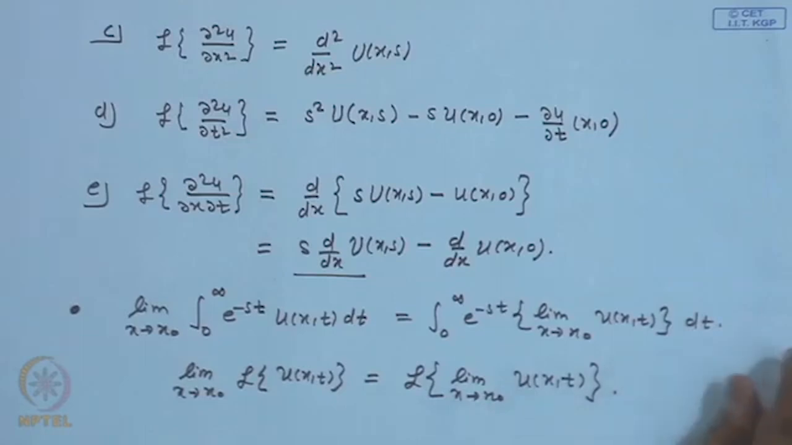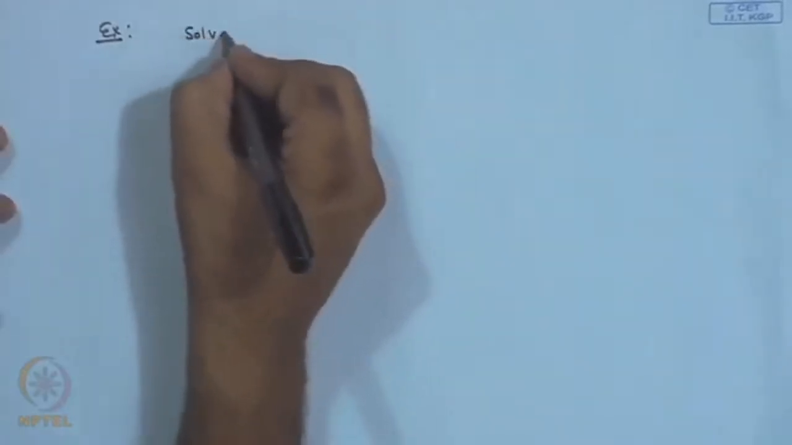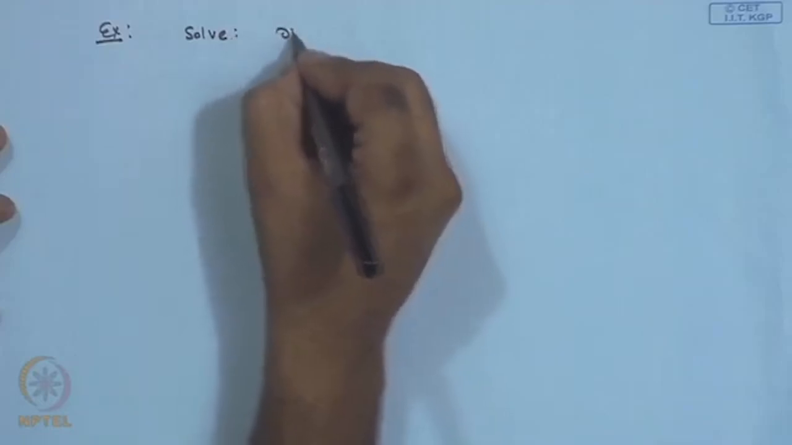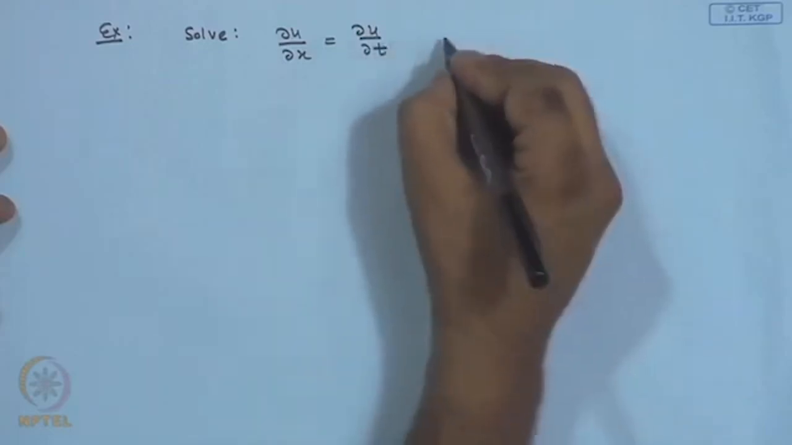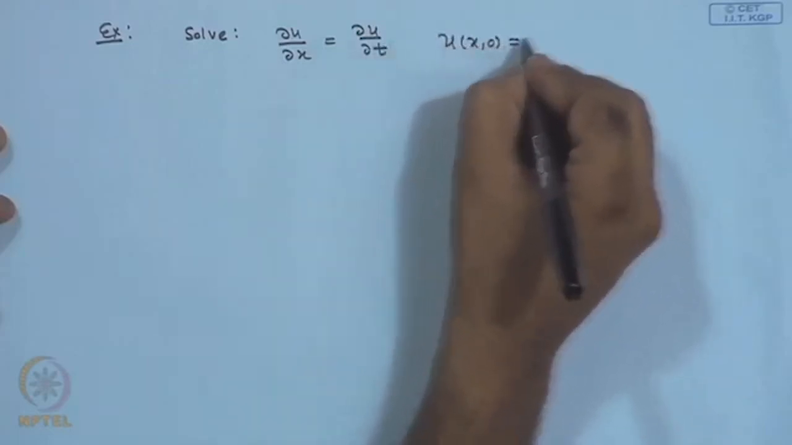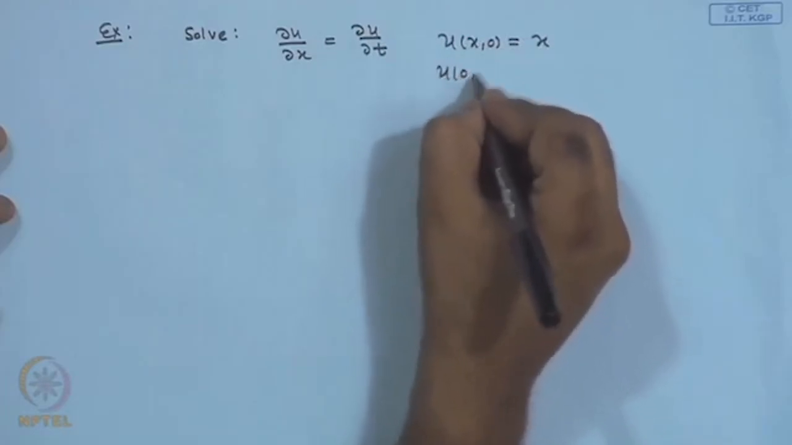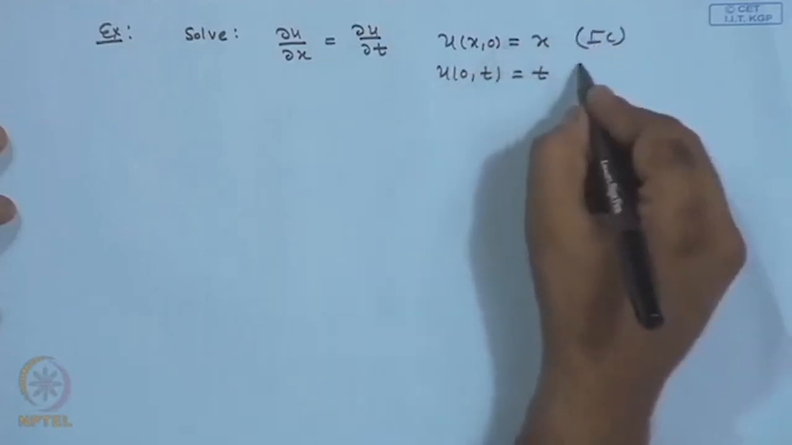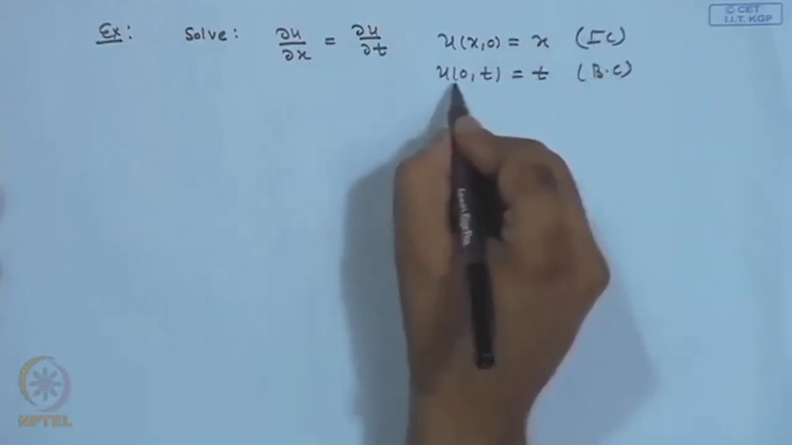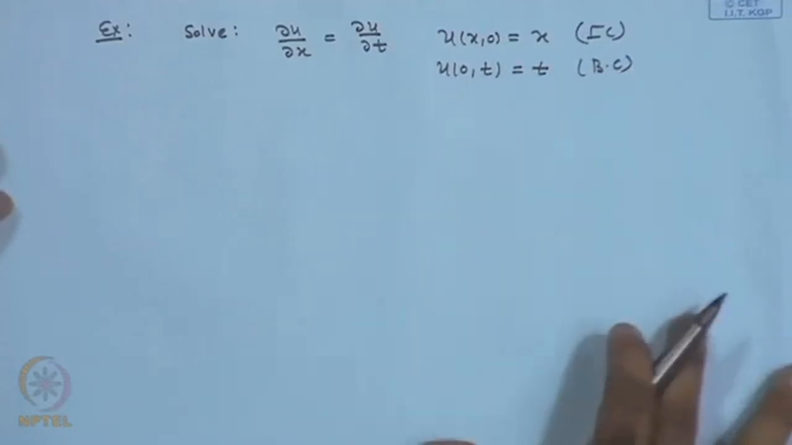So, with this information we can now continue solving different differential equations, and we take a very simple example first. So, here solve del u over del x = del u over del t, with u(x, 0) = x and u(0, t) = t. So, this is the initial condition at t equal to 0, and this is the boundary condition. So, at x equal to 0, the value of u is given.